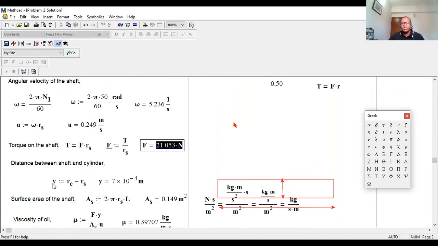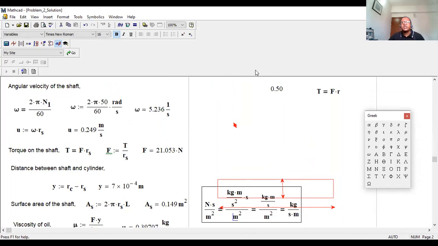Now, what will be the y? It is the distance between the two shafts, RC minus RS. So we get the y. And what is the area of this shaft? Area means the peripheral area, because the peripheral area is moving.